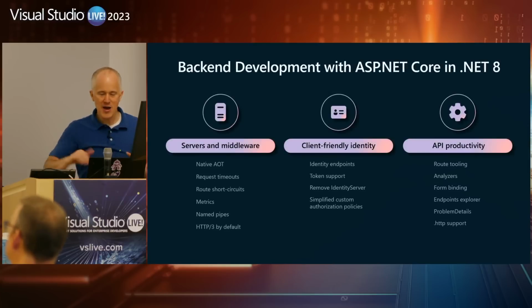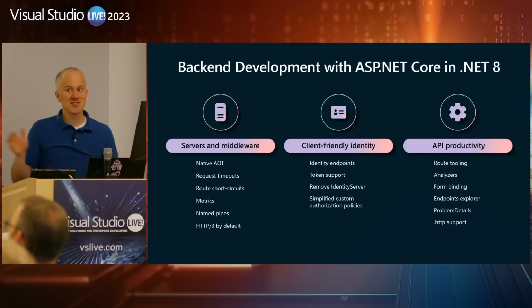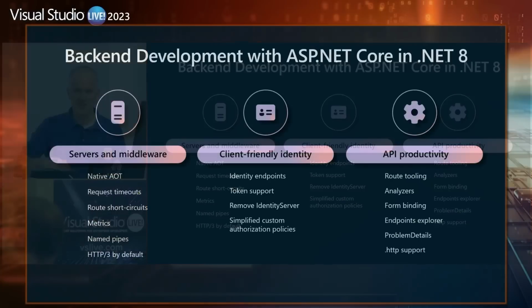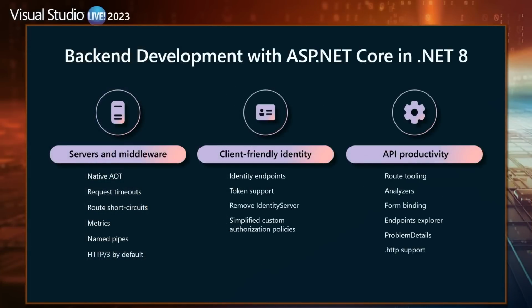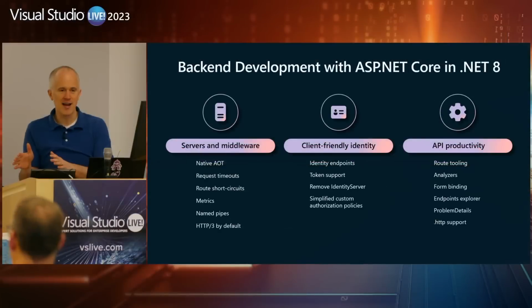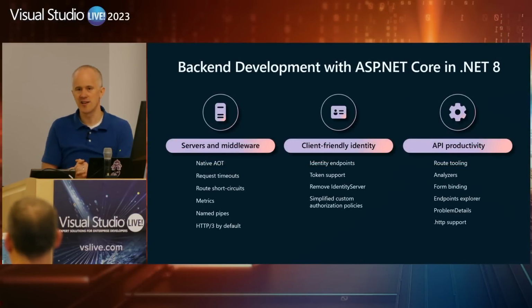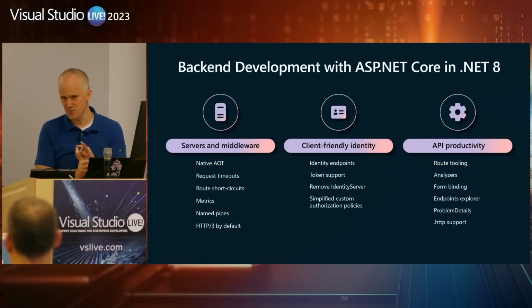If you're a backend developer, there's lots of great stuff in ASP.NET Core in .NET 8 as well. Like for server-side development, we are on a journey now to enable full native AOT for ASP.NET Core apps. In .NET 8, we're targeting minimal APIs, where you can take your code and completely pre-compile it for the architecture that you're targeting, get much better memory characteristics, smaller deployment sizes, much faster startup times.